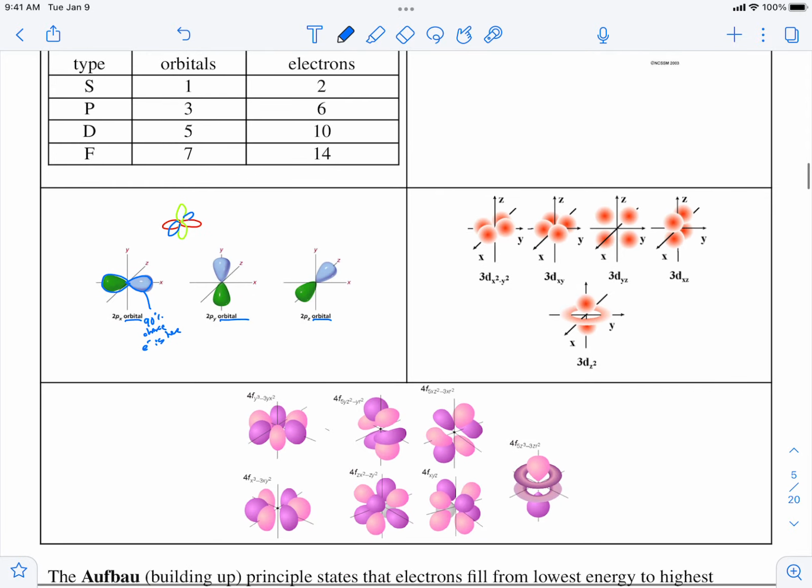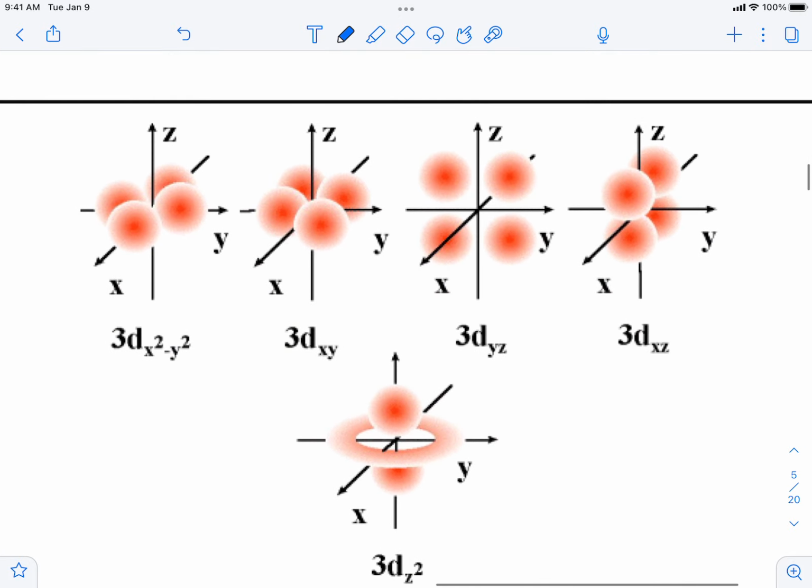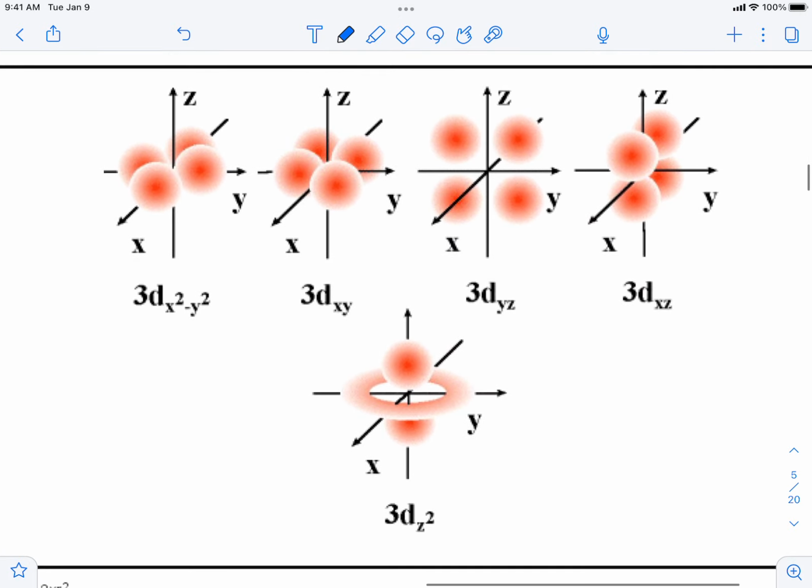If the electron is in the d subshell, the d subshell is divided into 5 orbitals. Now, these start to get a little bit more complicated and a little bit more fragmented. All right, these names you don't need to know. The point is there's 5 separations of the d subshell. Each of these 5 orbitals can hold a maximum of 2 electrons.